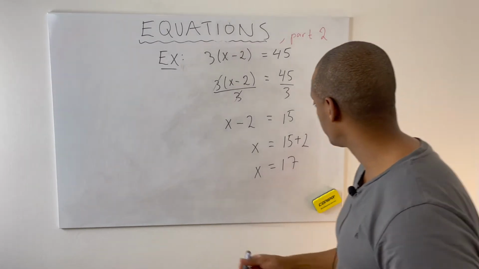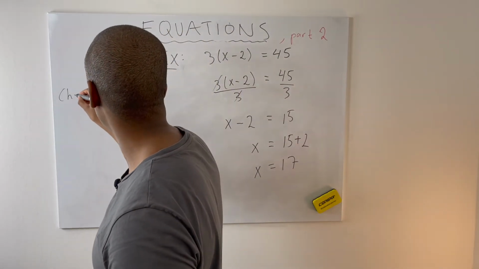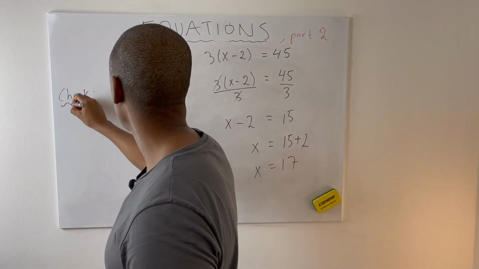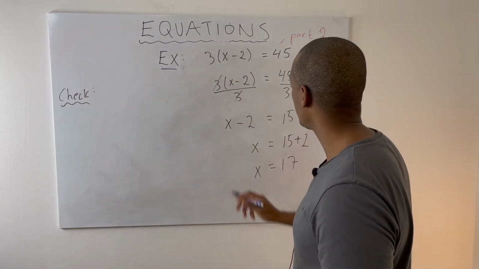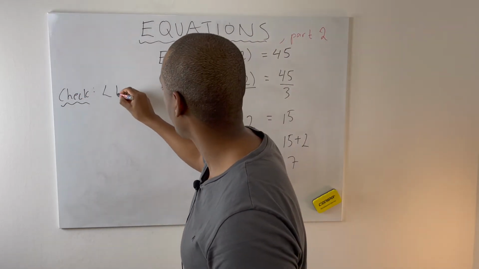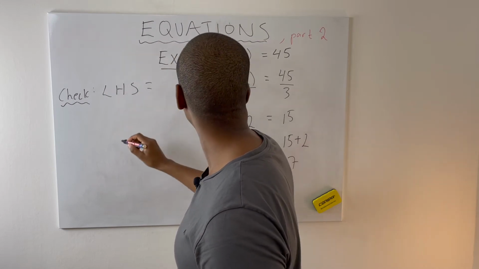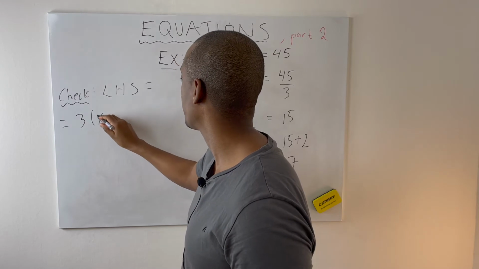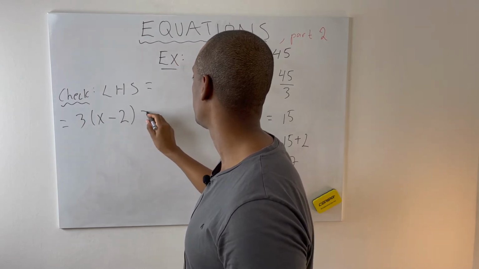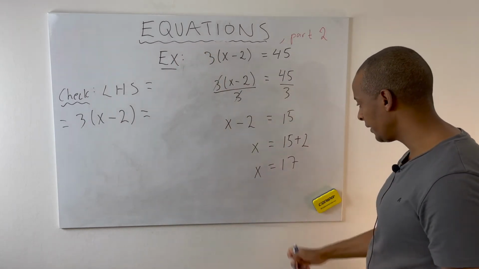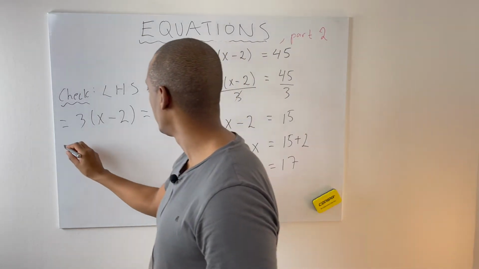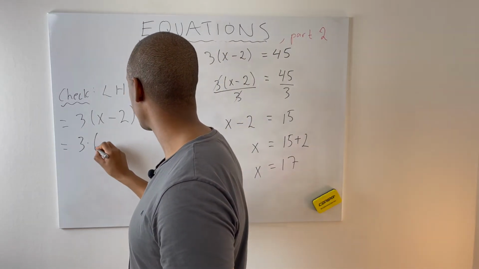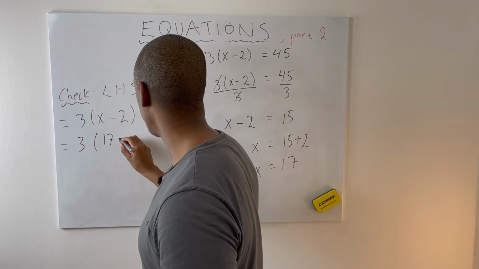So let's check our solution. Let's check. Let's make sure there's no mistakes here. So we had that the left-hand side, right, that was equal to 3 times x minus 2, right? Let's plug in our number here. So we have 3 times, right, 17 minus 2.